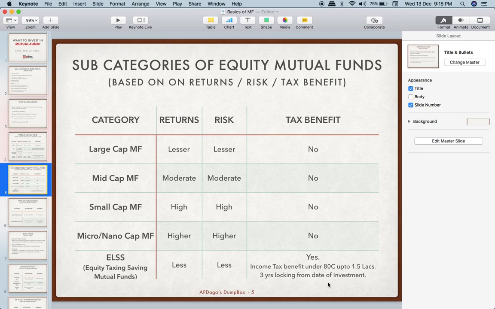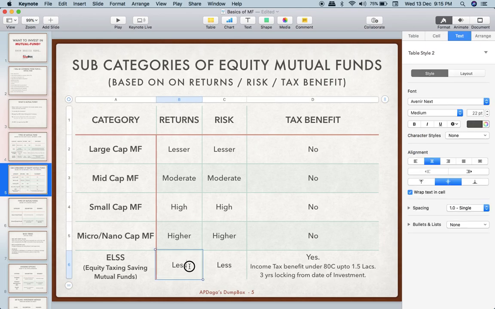But in case of ELSS, since the fund manager knows that once you have invested your amount, you cannot take it back for 3 years, he can have a long term vision, and he can invest into opportunities which take longer duration, and which result in higher returns. So ELSS is very, very beneficial. Its return is higher, I must say, and the risk is lesser to moderate, but not much.